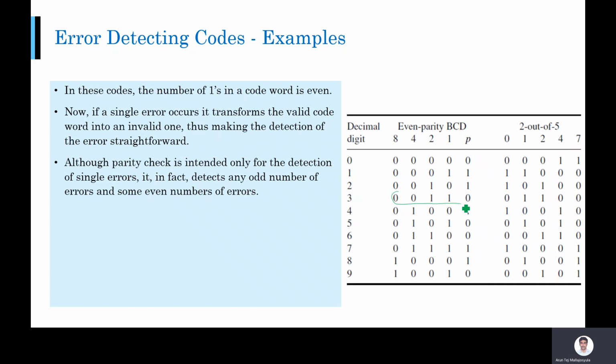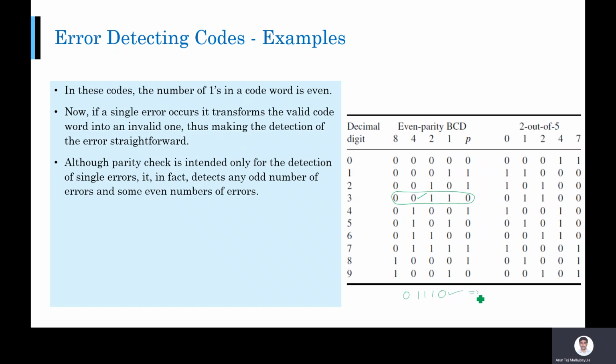Your code word for 3 is 00110, right? Now let us say a single error has occurred in one of these bits. So what is happening then? Let us say the error has occurred in this bit. So what am I getting? 01110. Okay. Now this is what you receive.